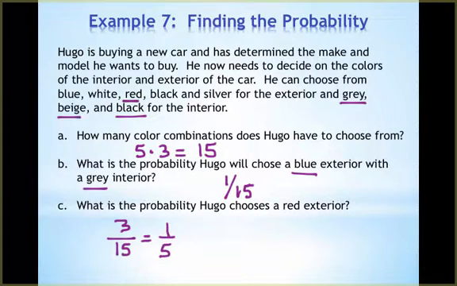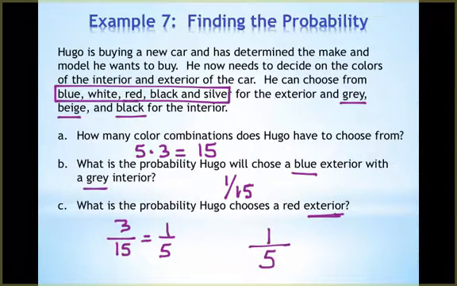Or another way you can consider this is, since we're only looking at the exterior of the car, the interior doesn't matter anymore. And if I look at just the exteriors, there's only 5 choices for exteriors, and red is one of them. So his probability of getting a red exterior would be 1/5. So either one of those methods will solve that problem correctly.